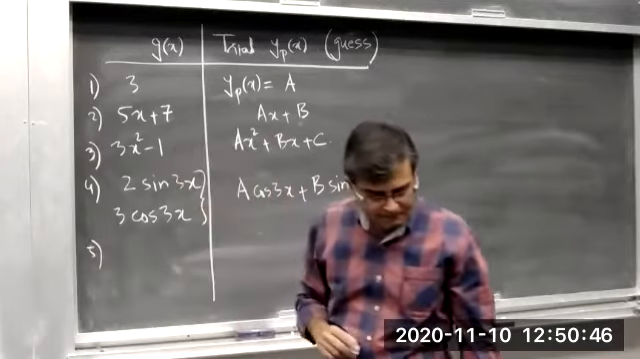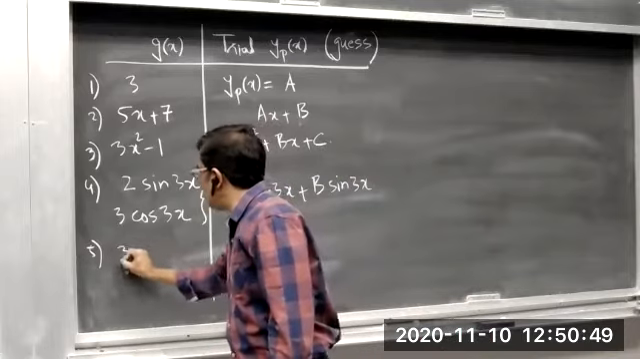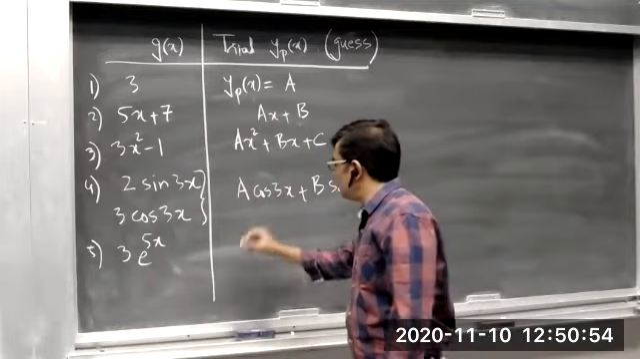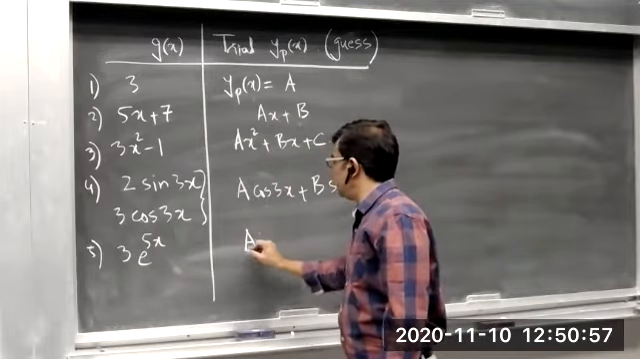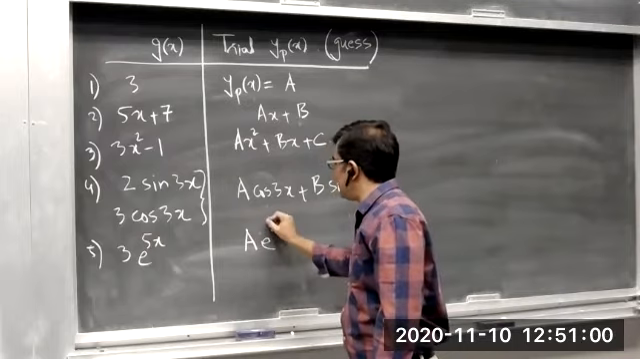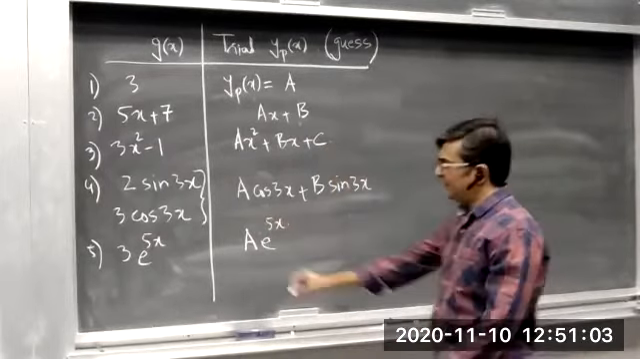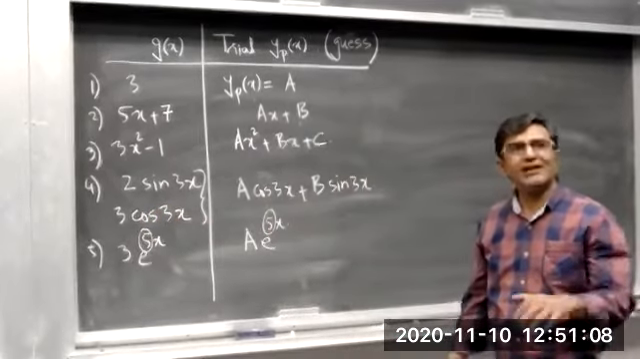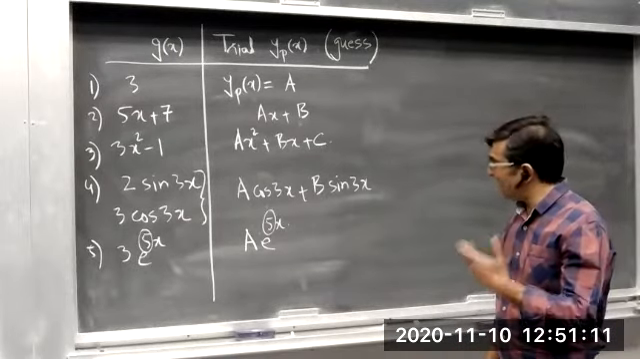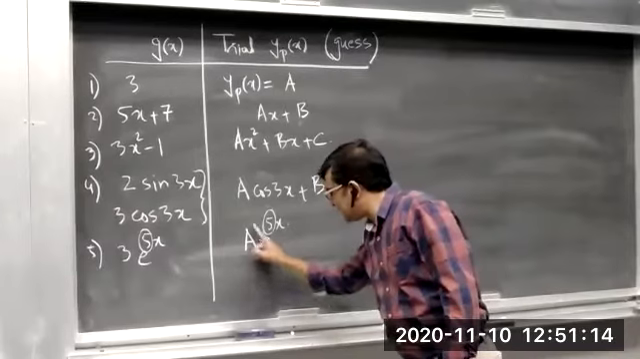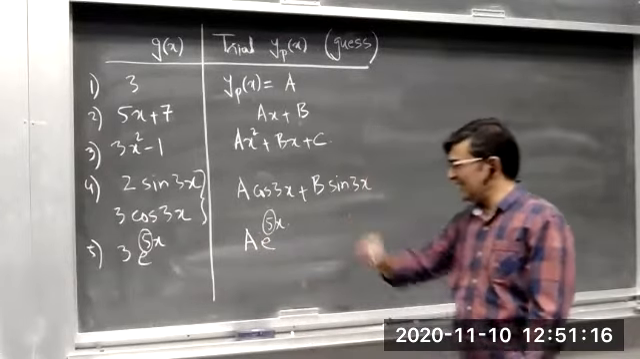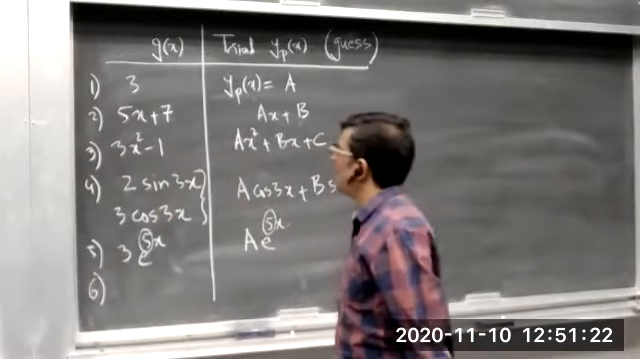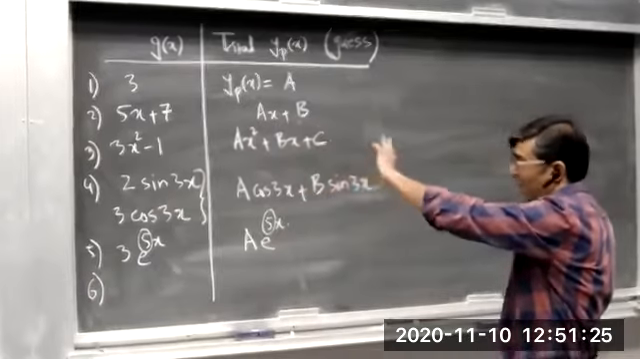In the fifth case, when we have maybe 3 e raised power 5x, an exponential function, then we again assume yp as a times e raised power 5x, where this coefficient remains the same in the particular solution which we have guessed. This is the undetermined coefficient in this case. Now, we have discussed all the cases separately.